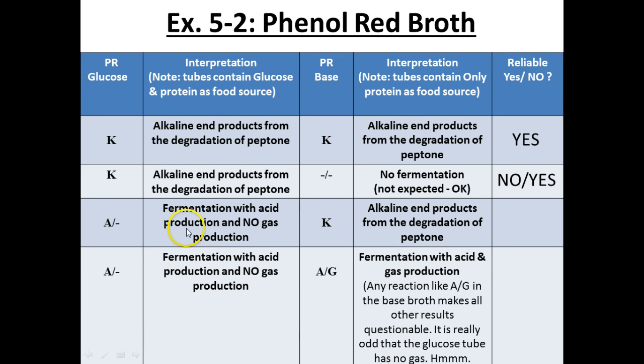A minus means fermented the sugar, right? They chose the sugar. It's a yellow tube, no gas bubble. Okay? But then given the choice between sugar and protein, they chose the sugar. Given no choice of just having protein, if it's K, it's a pink tube, which means they did what? Ate the protein. Can this happen? Yes, this can happen.